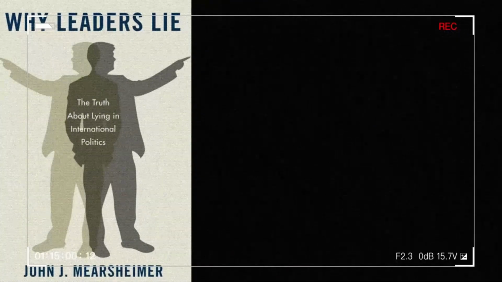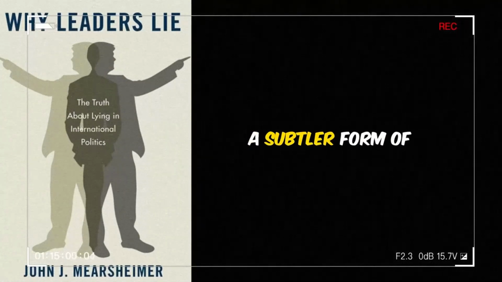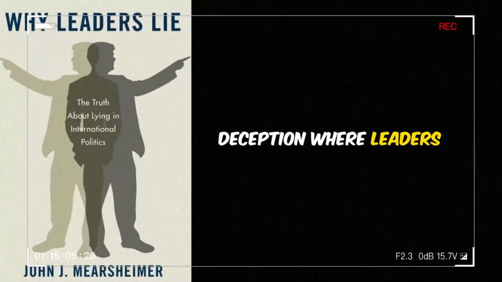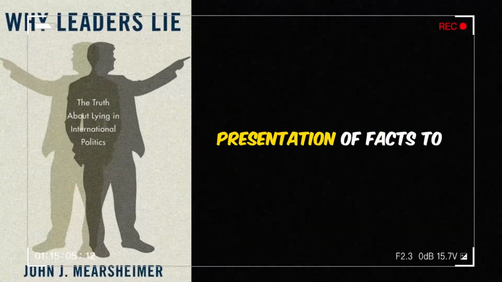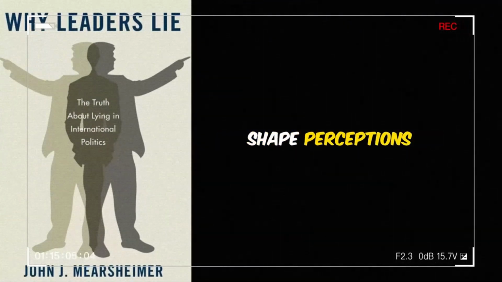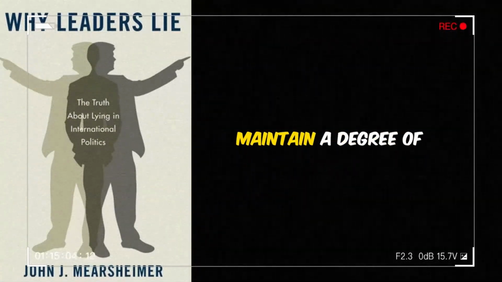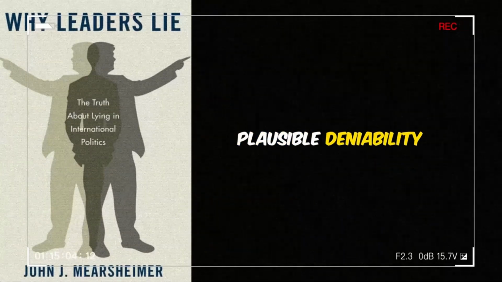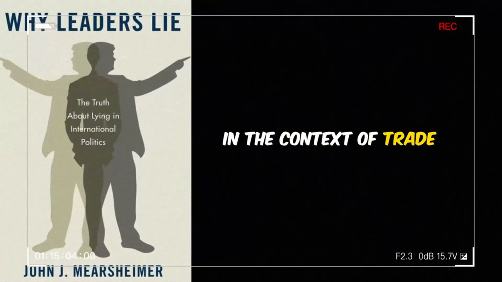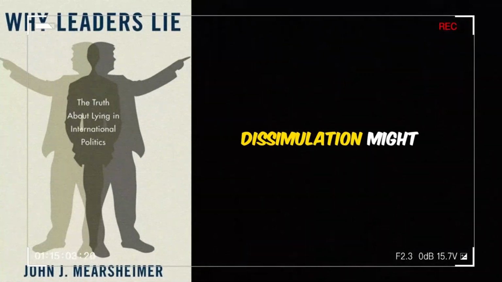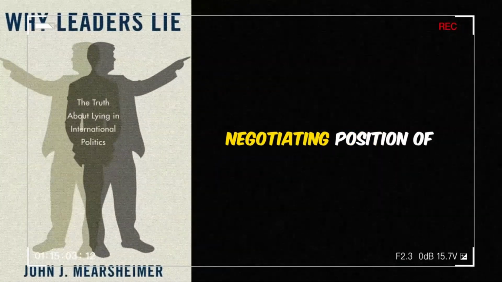Number 3. Dissimulation. Dissimulation represents a subtler form of deception, where leaders omit certain information or manipulate the presentation of facts to shape perceptions without outright lying. This form of deceit allows leaders to maintain a degree of plausible deniability while still advancing their interests. In the context of trade negotiations, for instance, dissimulation might involve selectively disclosing economic data to influence the negotiating position of other nations.